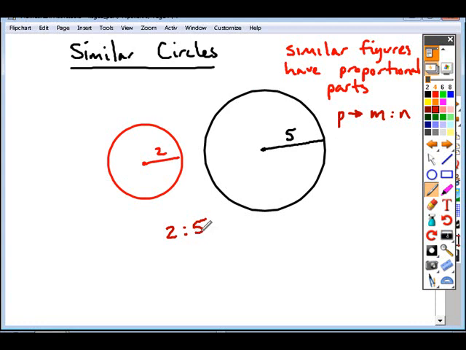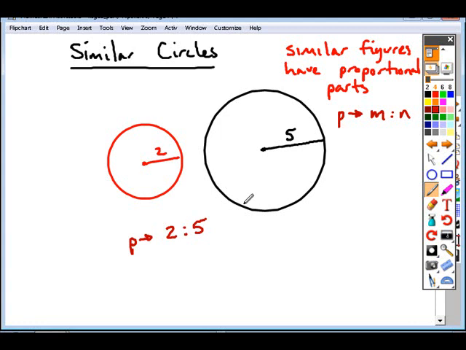If the ratio of parts is 2 to 5, then that means that every one-dimensional part, including a circumference, will have that same ratio. What's the ratio of their diameters? Diameter is a one-dimensional measure, so it's going to be 2 to 5. And so any one-dimensional measurement is going to have that same ratio, 2 to 5.